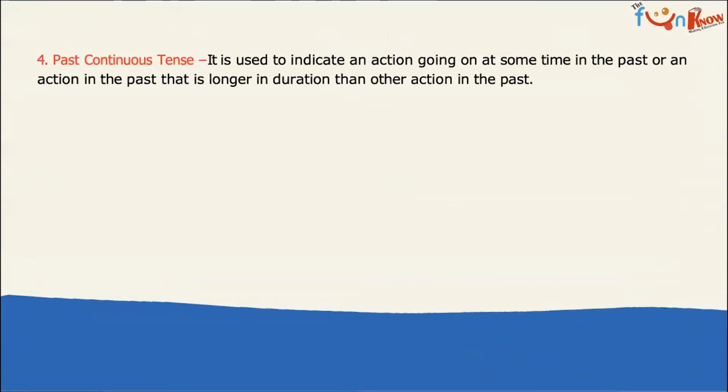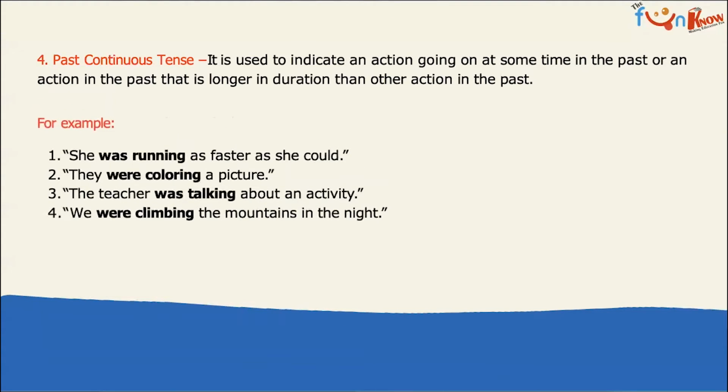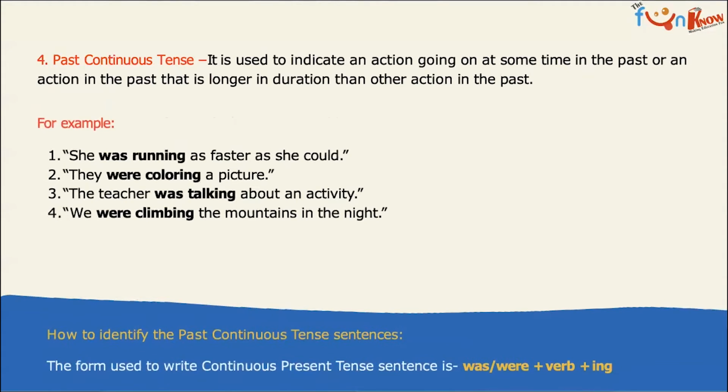Next, we have past continuous tense. It is used to indicate an action going on at some point in the past or an action in the past that is longer in duration than another action in the past. For example, she was running as fast as she could. They were coloring a picture. The teacher was talking about an activity. We were climbing the mountains in the night. And how do you identify past continuous tense? You use was or were plus the verb plus ing.